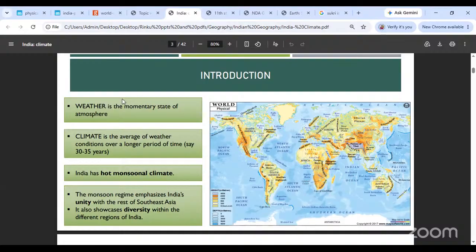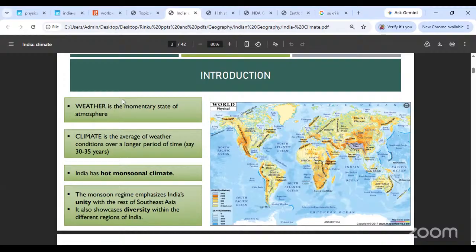उस हिसाब से India gets a hot monsoonal climate. Okay, that is the climate that we are going with, a hot monsoonal climate. Monsoonal because monsoon is a steady mainstay feature in Indian climate, and it is generally hot. Now, this monsoon regime, the fact that we have a monsoonal climate, emphasizes the unity with the rest of Southeast Asia because the rest of Southeast Asia also experiences a monsoon climate. And the monsoon itself showcases the diversity in India because not everywhere do you get the same amount of rainfall or the same intensity of rainfall.